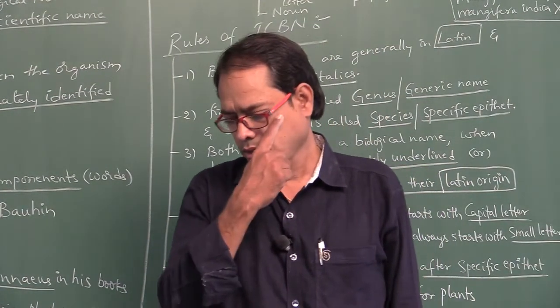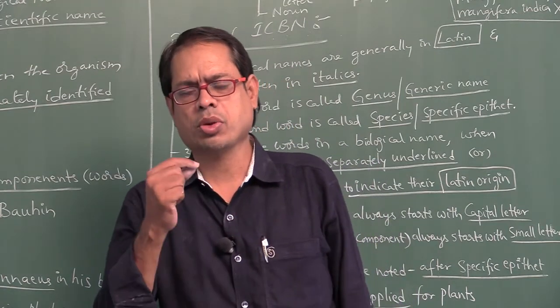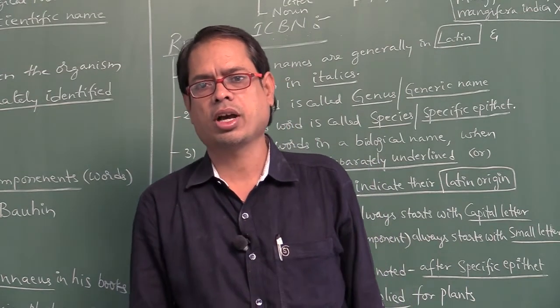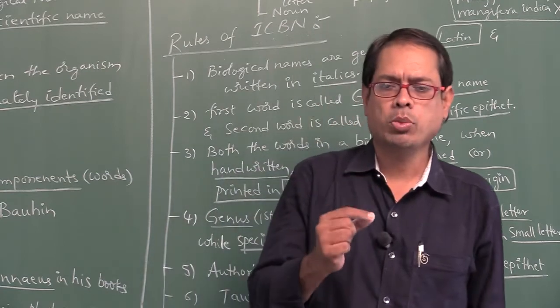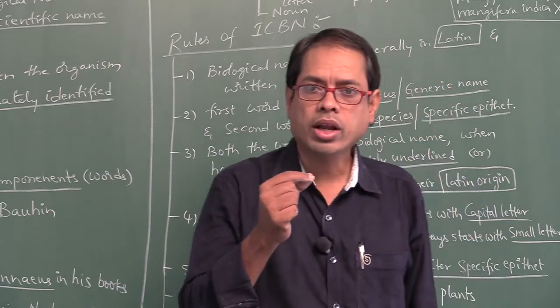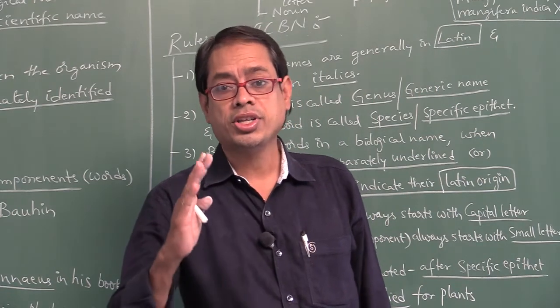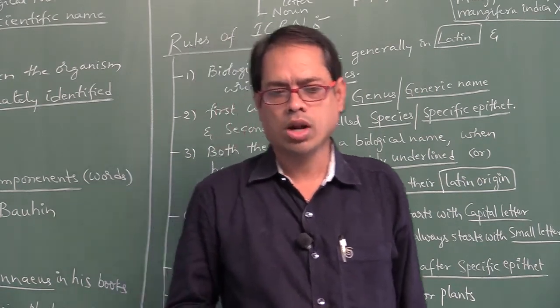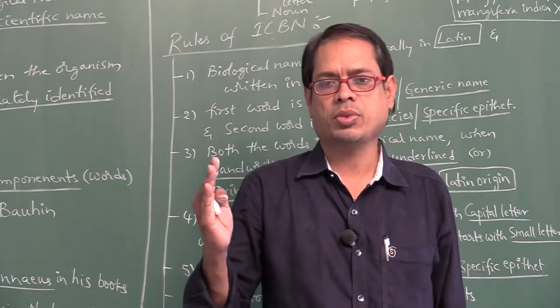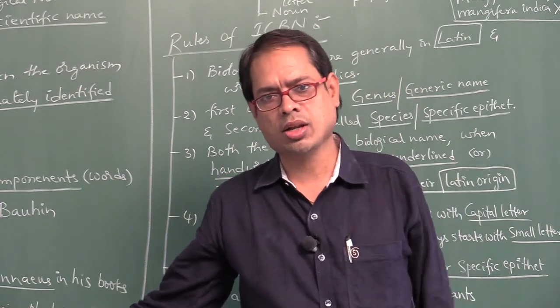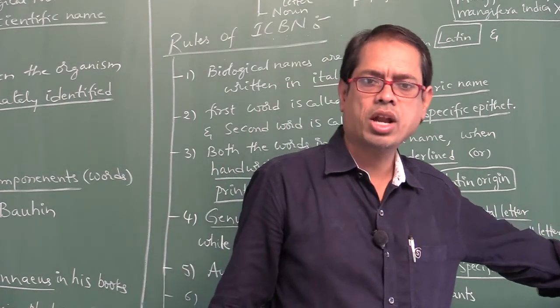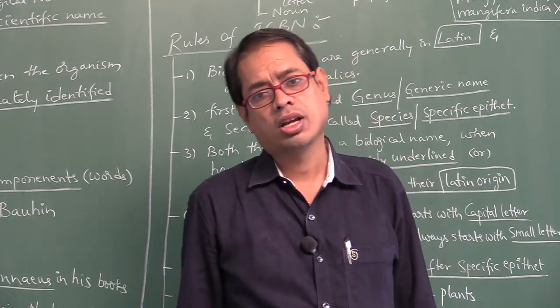Right, next one. Binomial nomenclature was first proposed by Gaspard Bauhin. Binomial nomenclature was popularized by Linnaeus through his book Species Plantarum. Overall, the books written by Linnaeus are both Species Plantarum and also Systema Naturae.